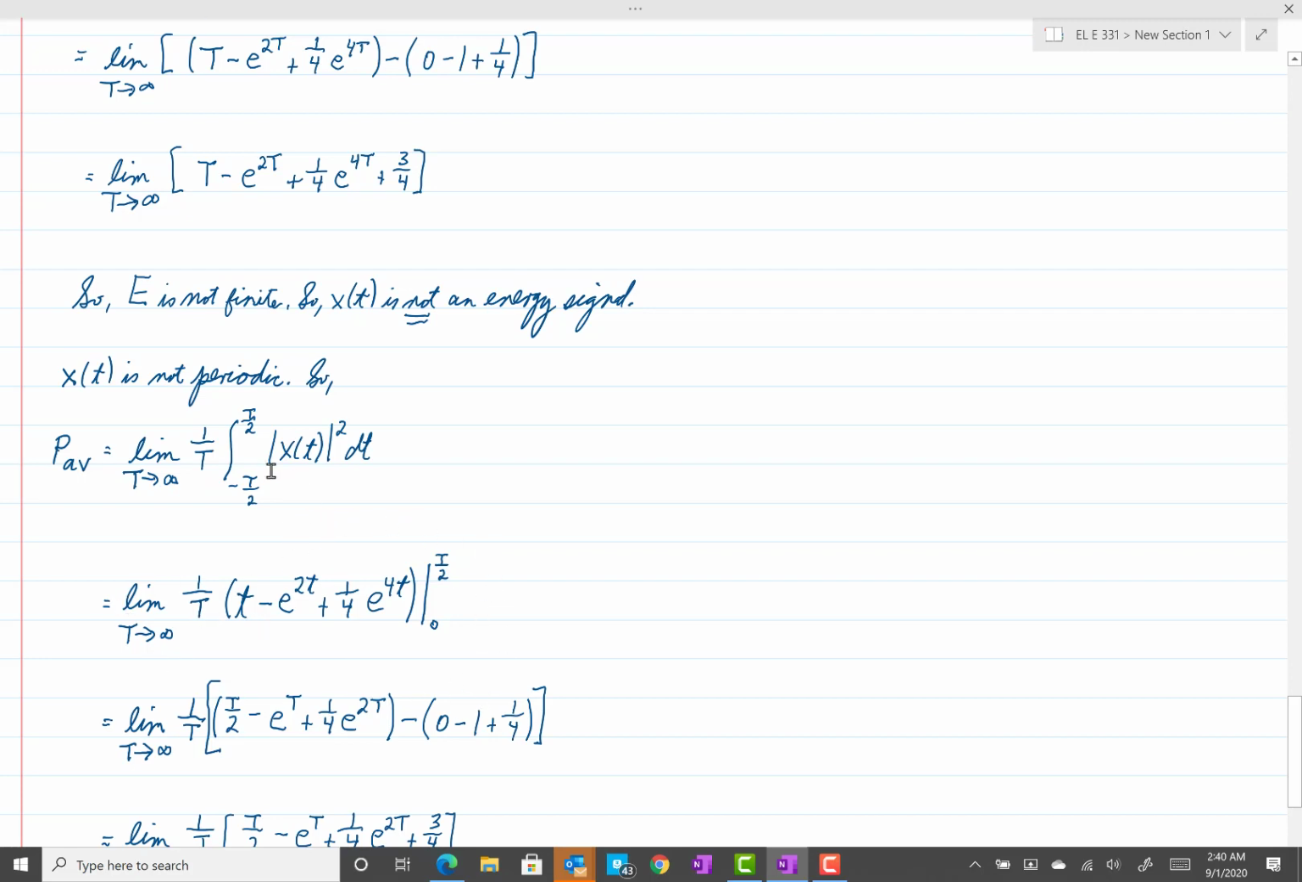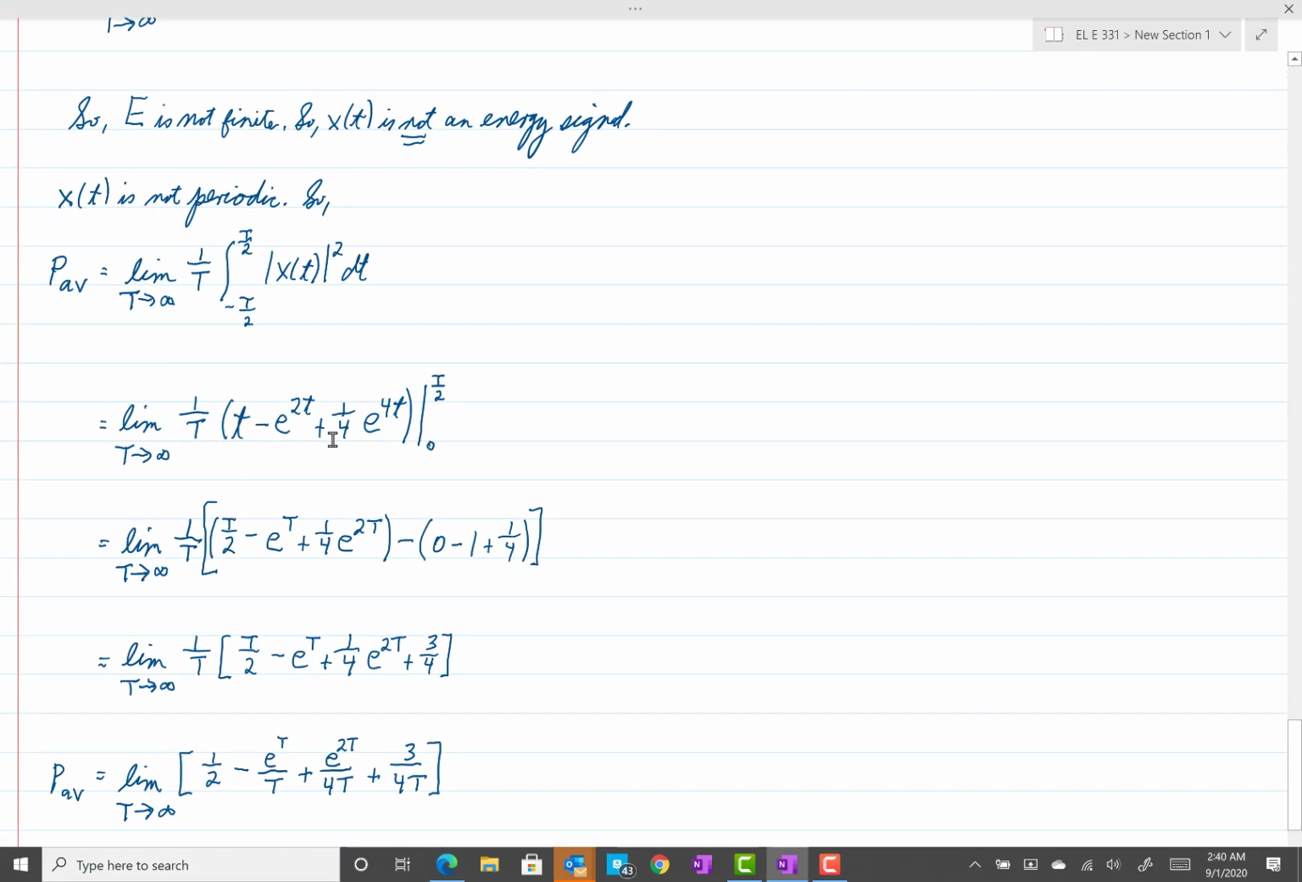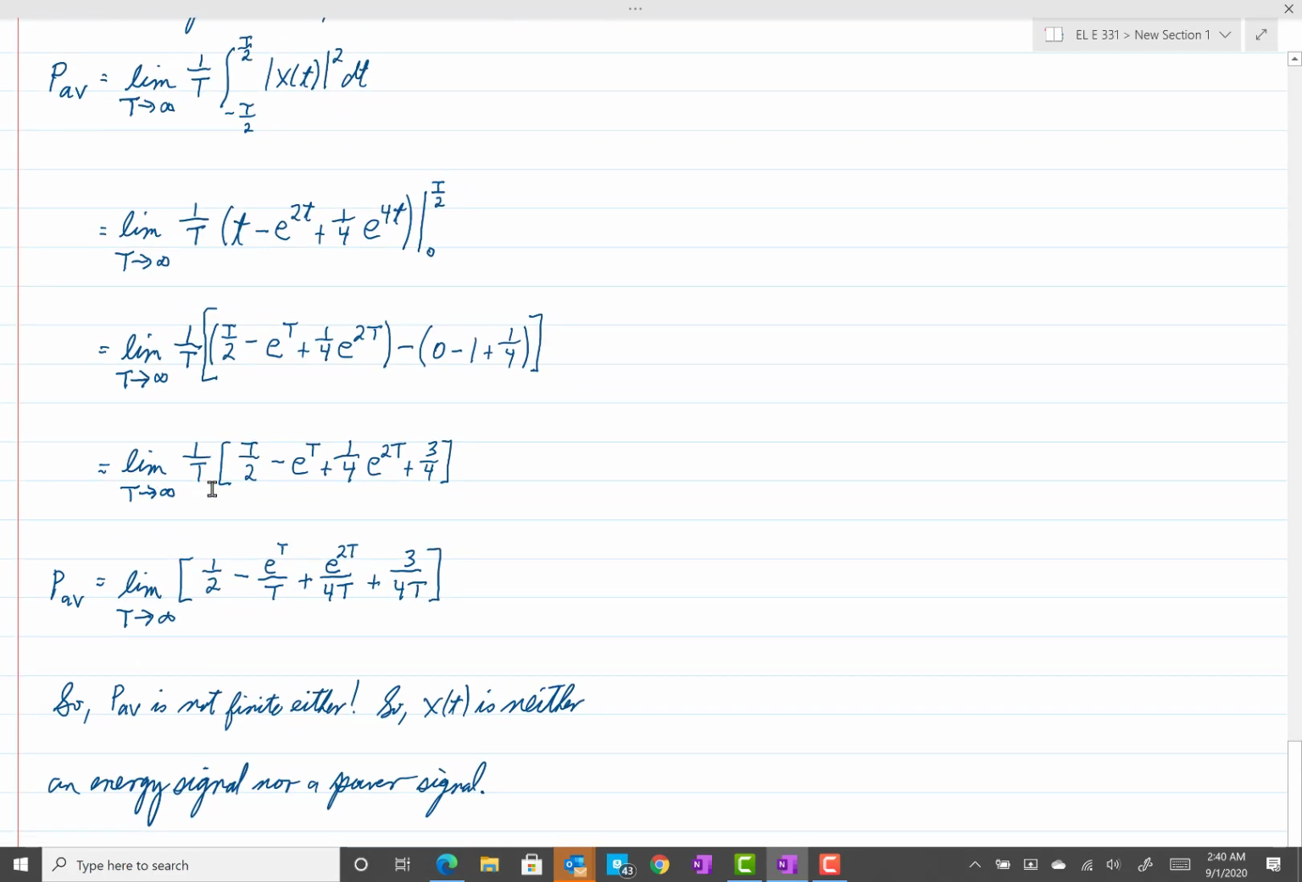So this is what we will have when we substitute in for the integral and evaluate the integral. Then when we evaluate at the upper limit, we get this, minus the lower limit, and we will get this. Therefore, when we simplify all this, we get this term here in brackets. And when we multiply through by 1 over capital T, the T over 2 times 1 over T, we get 1/2 minus e to the T over T plus e to the 2T over 4T plus 3 over 4T.